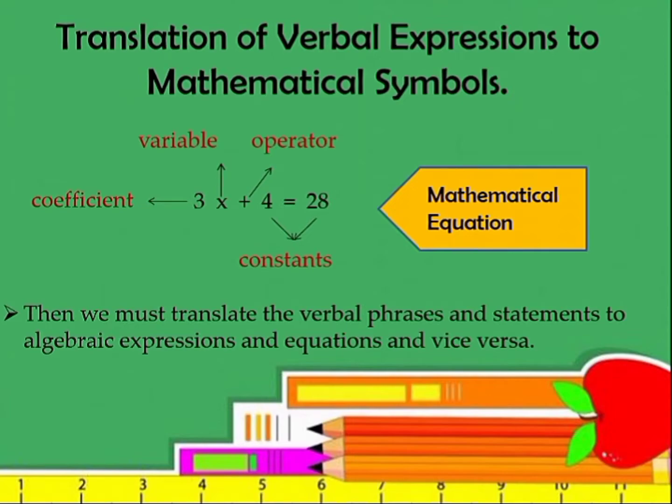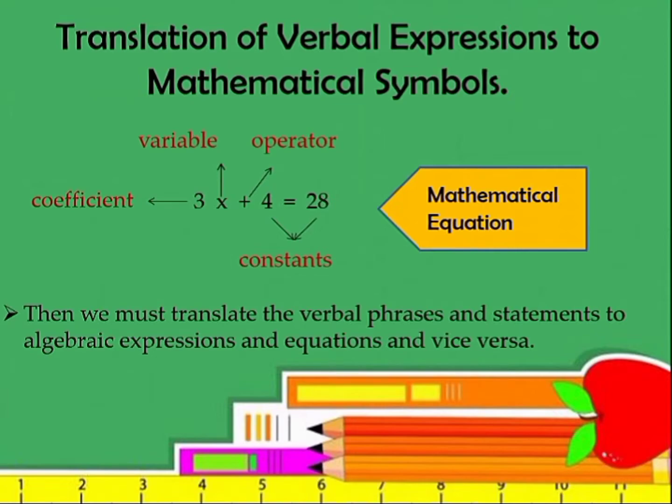Yung x is a letter or a symbol, and yung plus sign naman is an operator. An operator can be multiplication, division, addition, or subtraction, or all we known as MDAS. However, yung 4 and 28 stands as a constants. It's because sila naman yung number sa mathematical equation na kung saan walang kasamang variable or letter and symbols.